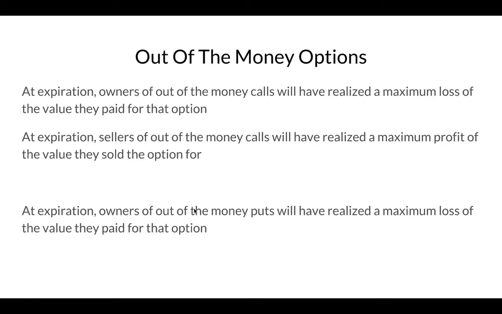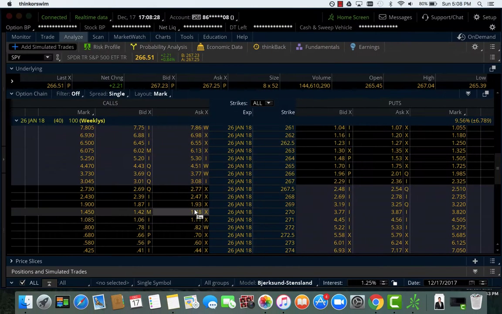At expiration, owners of out-of-the-money puts will have realized a maximum loss of the value they paid for that option. So, an out-of-the-money put, 262.5. Let's say we bought that. An out-of-the-money put is a put where the current price of the stock is above the strike price of the put. In this case, 262.5 is definitely below the price of the stock, making it an out-of-the-money put. Buyers will have realized the maximum loss because out-of-the-money options have no value at expiration. Only in-the-money options have any value at expiration.